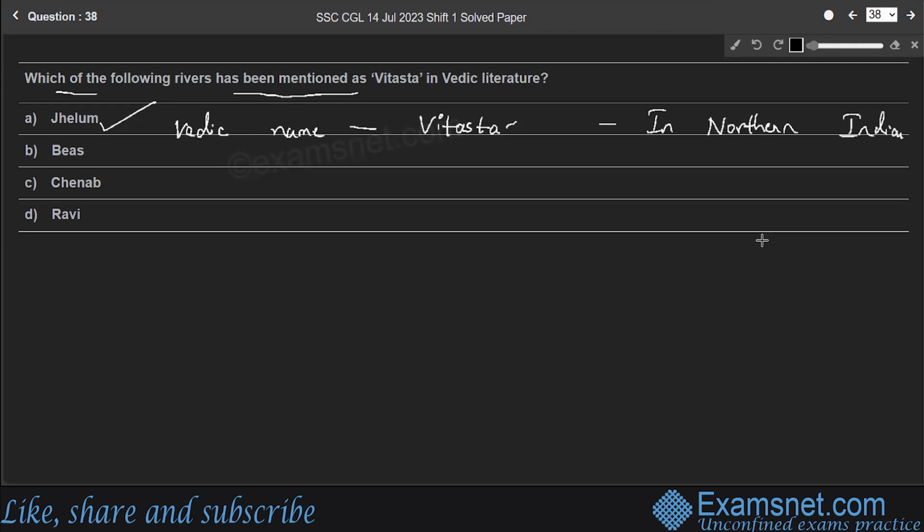So here the remaining options are Bias, Chenab and Ravi. Here the Vedic name of Bias is Vipas, whereas the Vedic name of Chenab is Askini, and of Ravi is Parushni. Whereas Vitasta is the Vedic name of river Zeelam. Option A is the right answer.